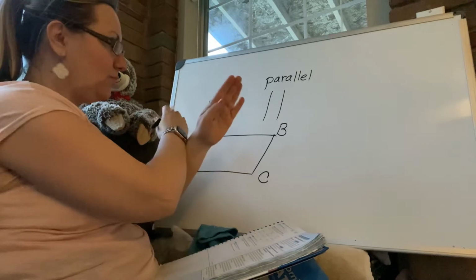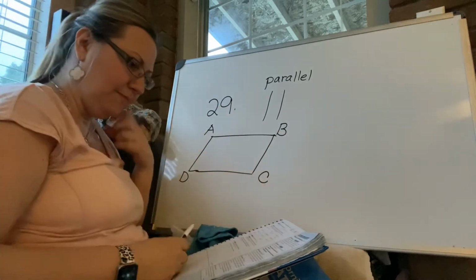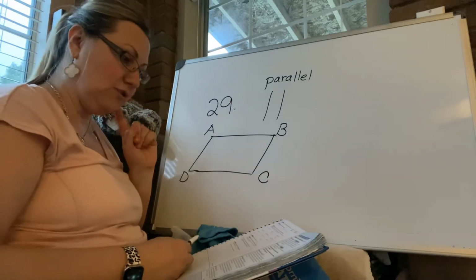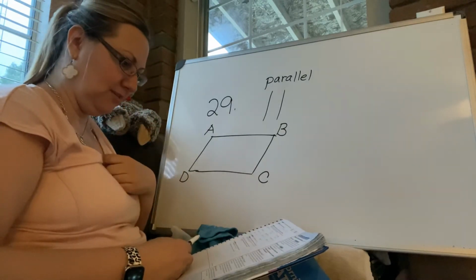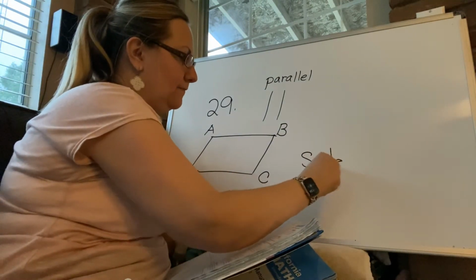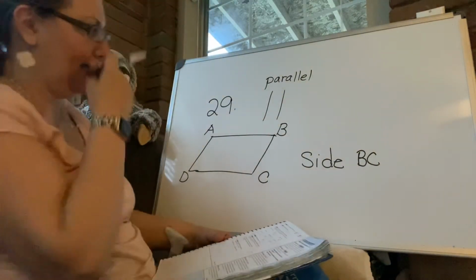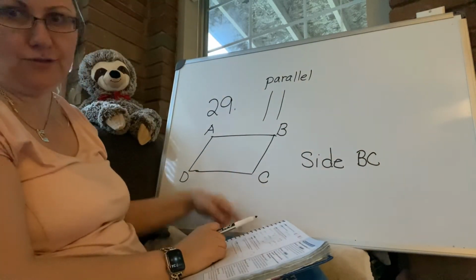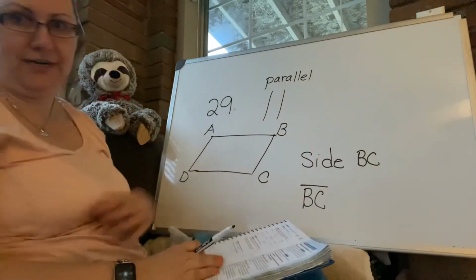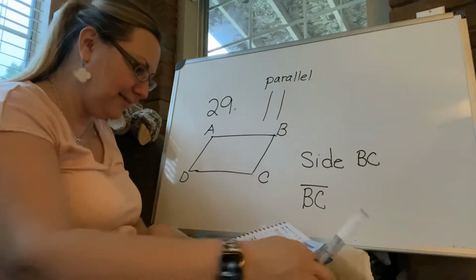So never cross one another. The one that is parallel to AD is segment BC. And they wanted to know which side. They wanted us to call it a side. So we will call it side BC. Okay, the side BC is also segment BC. We could have written it that way, but since they asked which side, we're going to call it exactly what they asked us.